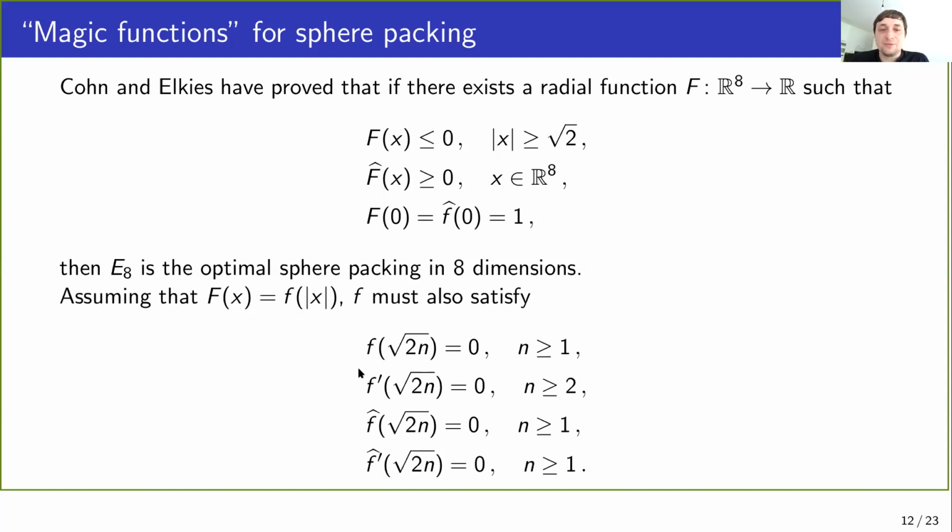And exactly what they're saying is, I might be missing one of the conditions, but it doesn't really matter. So it has to vanish at these lengths square root 2n, and actually to the second order for most of them. And the same property should also hold for the Fourier transform. I guess I'm abusing the notation very badly here, but what I mean here is the function, the radial component of the Fourier transform of f. Okay, so of course you all know how this story ended.